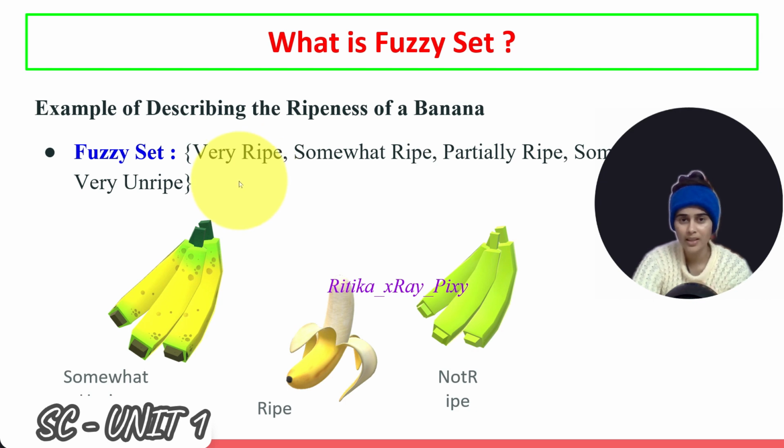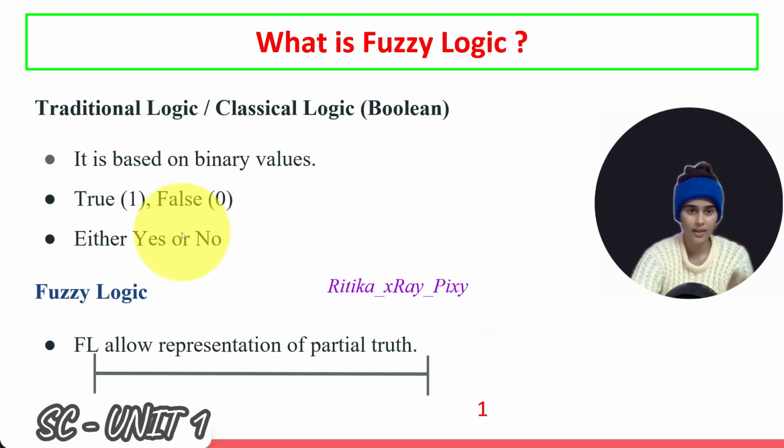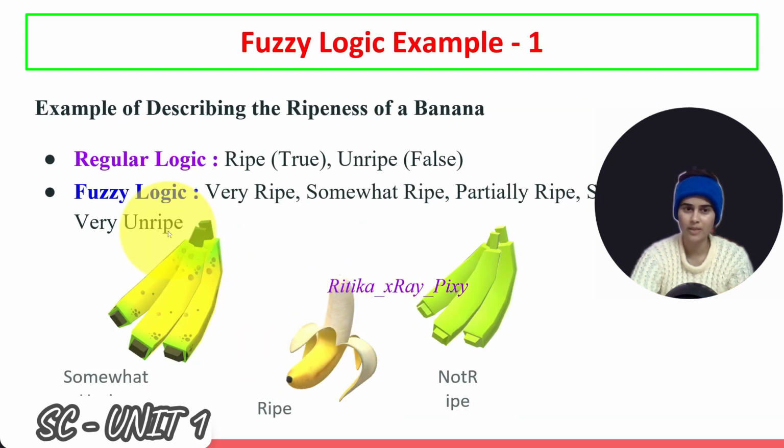Fuzzy set is like a category that is not strict. So in classical logic, an element either belongs to a set or it does not belong to a set. Either 1 or 0, true or false. There is no in between. But fuzzy logic allows the representation of partial truth. For example, here you can see we have this banana example.